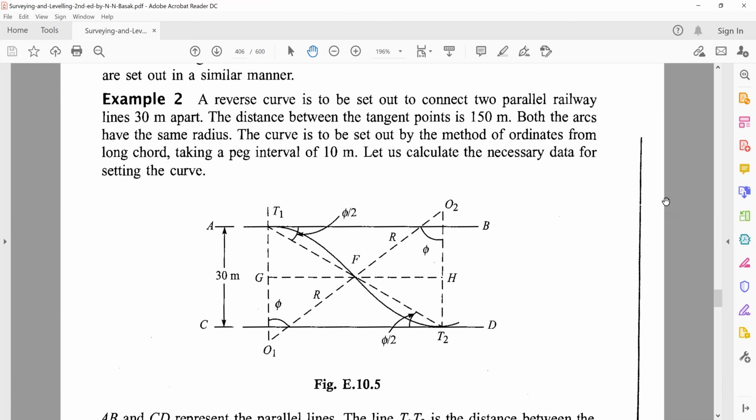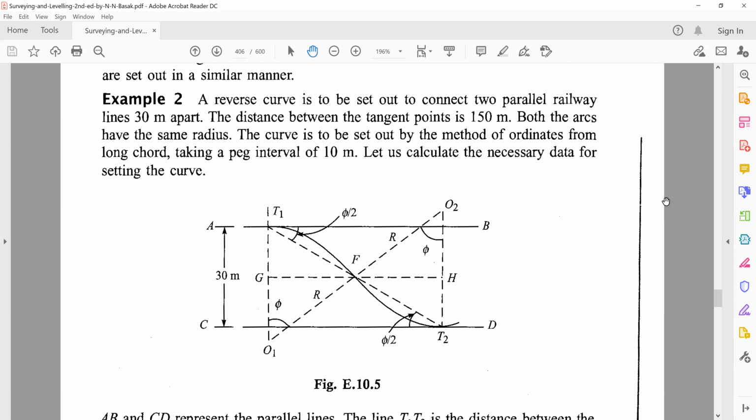The curve is to be set up by the method of ordinates from the long chord. Again, that's not the method that we are using. We're using the method of deflection angles. But this ordinate method from the long chord is very basic, and it can be applied if you don't have a theodolite to work with.